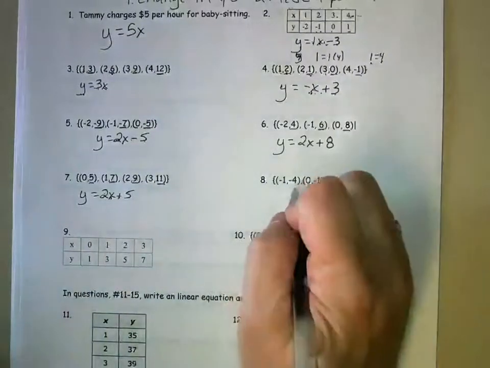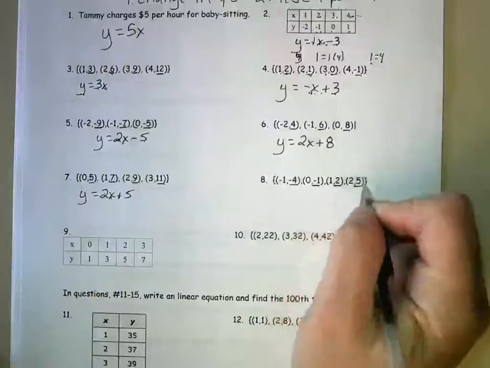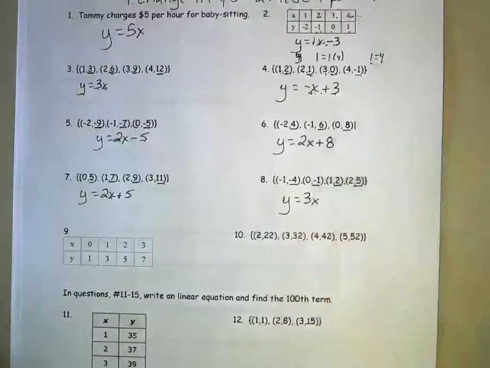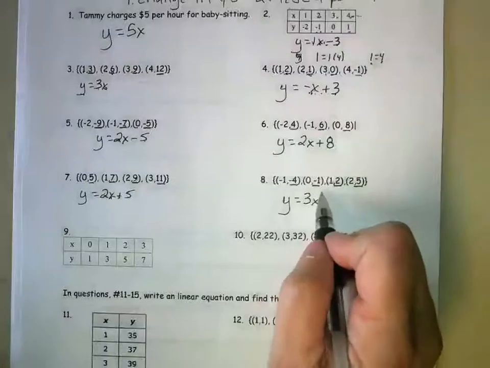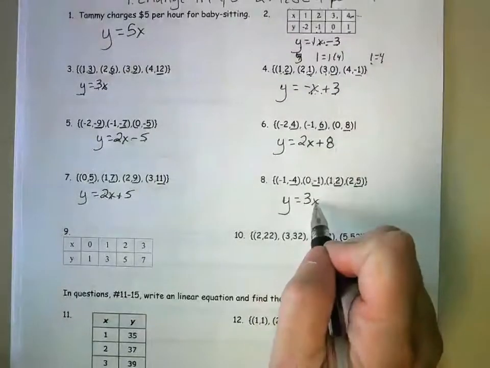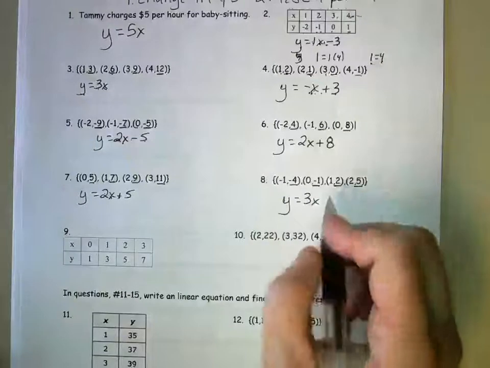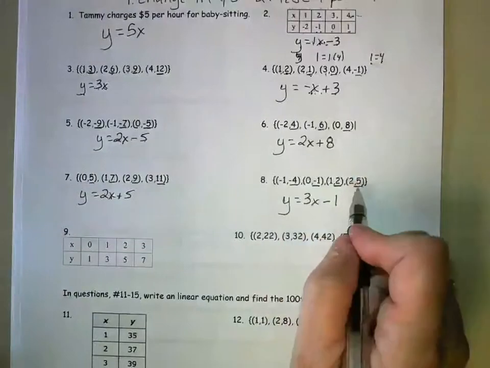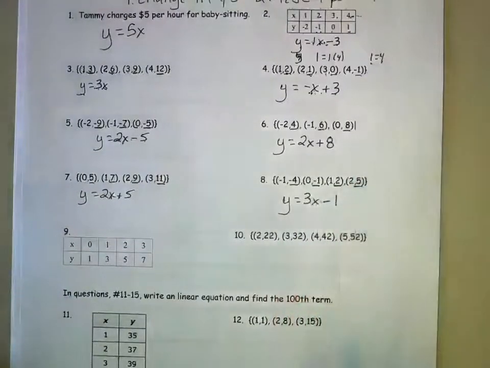Number 8, from negative 4 to negative 1 to 2 to 5, you are increasing by 3 each time. And then I'm going to test 1, 2. 3 times 1 is 3, but we don't want it to be 3, we want it to be a 2, so you subtract 1. And I'm going to check this one. 3 times 2 is 6, minus 1 is 5.